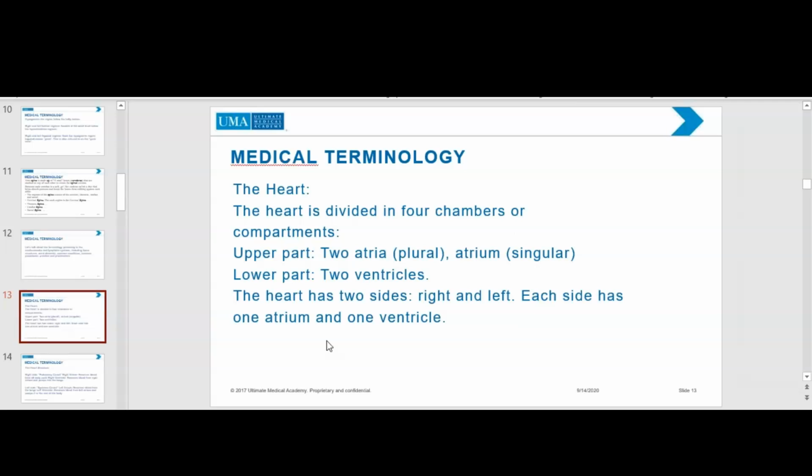So the heart is divided into 4 chambers or compartments. In the upper part, you have the 2 atria, the plural, and the atrium, the singular. In the lower part, you have the 2 ventricles. The heart has 2 sides, the left and the right. Each side has an atrium and a ventricle.